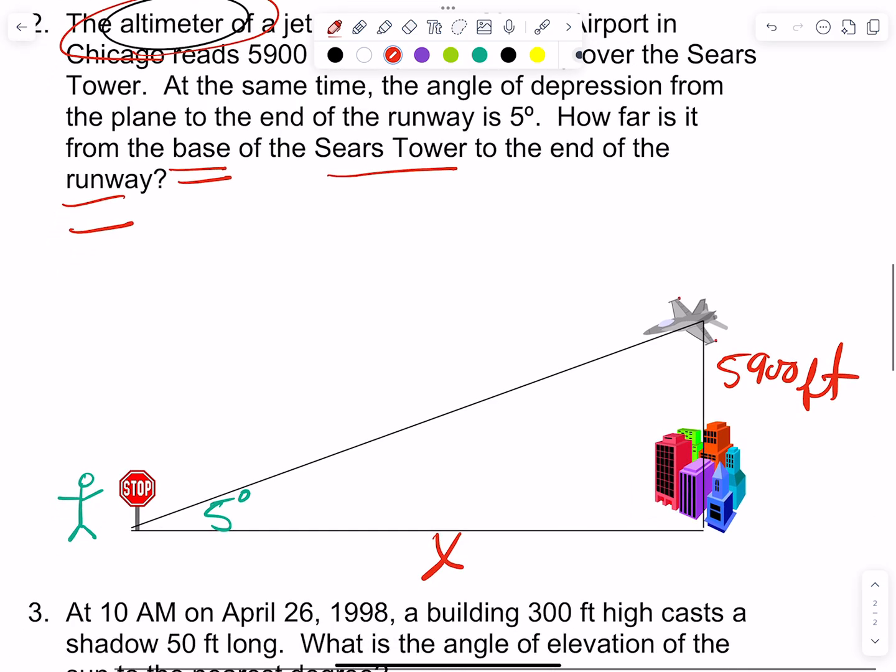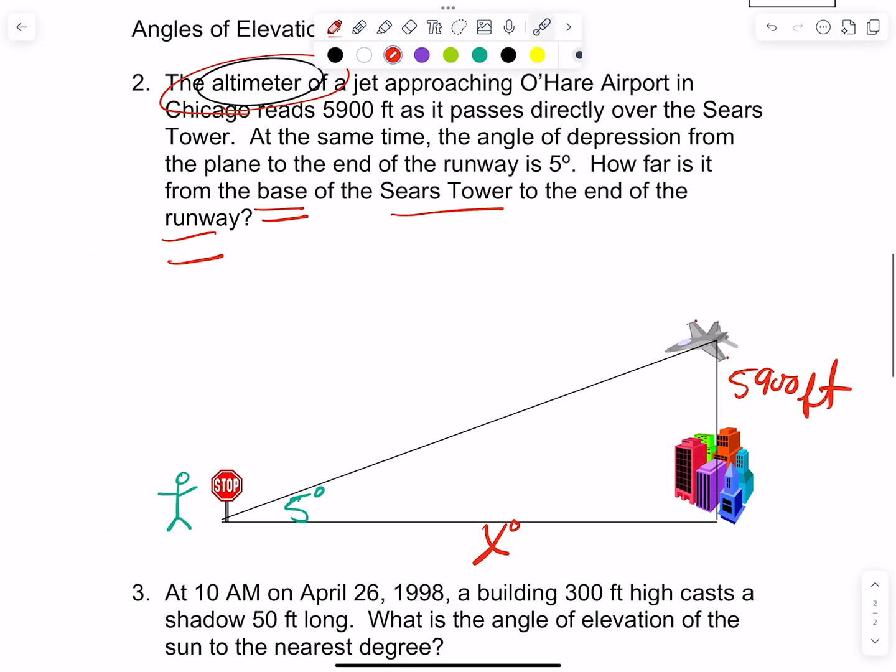So this is where you can put an X, or a happy face, whatever you want. Now we're gonna label a triangle. You'll get plenty of practice today working with triangles.